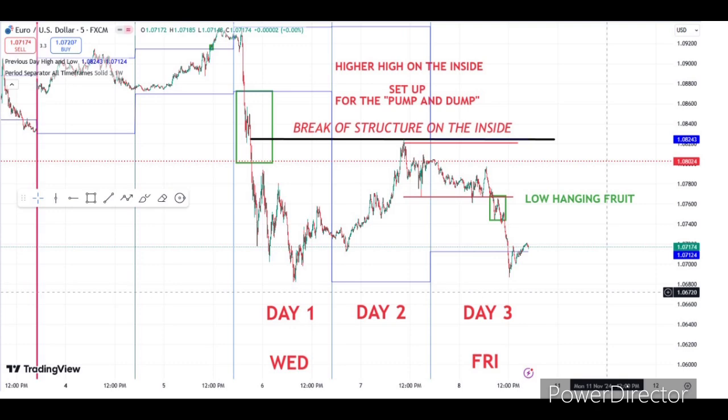I've put that big black trend line with the caption, break of structure on the inside. Higher high set up for the pump and dump. Okay, you see that above that higher high on the inside, set up for the pump and dump. Stacey's always saying this, bro. And when I was new to the channel, it always confused the hell out of me. I was like, what is he talking about? I just couldn't understand it. So I'm going to break it down for you here so you can see the break of structure on the inside. This is the setup for the pump and dump, all right?